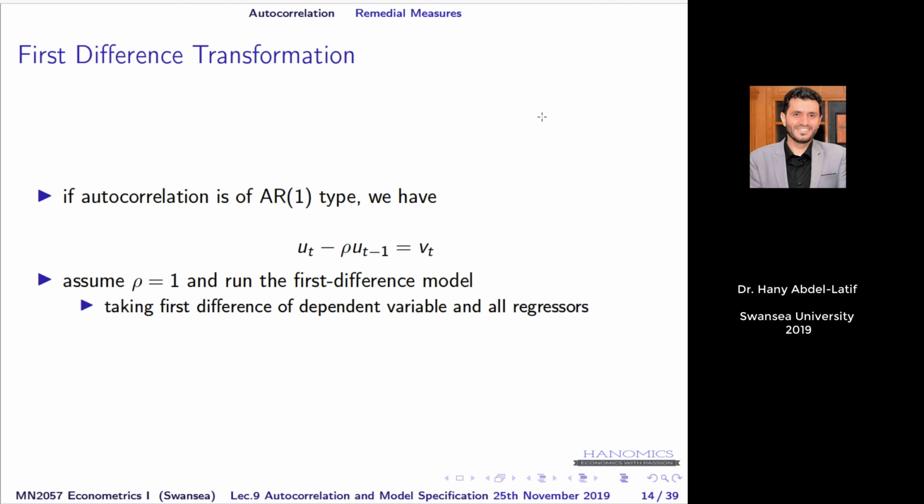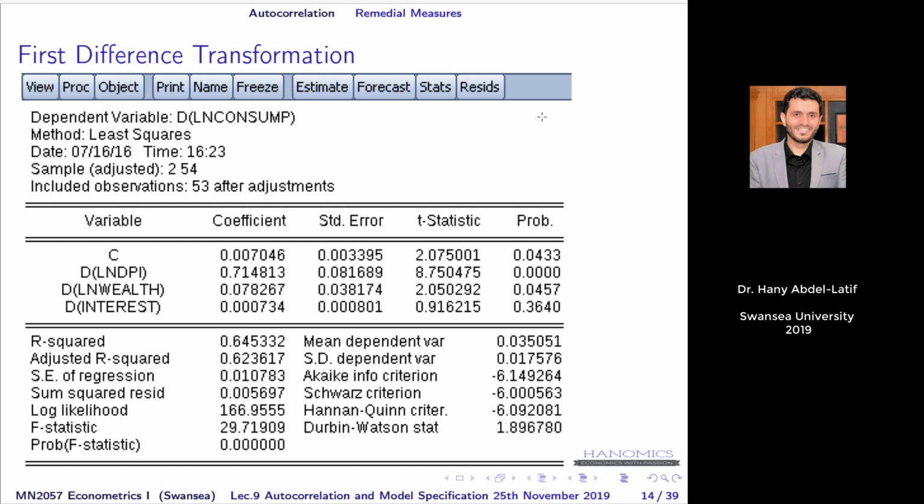There are a few different ways you can deal with autocorrelation, one of which is the first difference transformation. For example, if I believe that the errors follow an AR(1) process, that means u_t equals rho u_{t-1} plus some error. If I take the first difference, I get rid of that autocorrelation, and of course you do that for all variables in your model. So let me do that and see how it affects the estimation. Look at the Durbin-Watson statistic. How much is it?